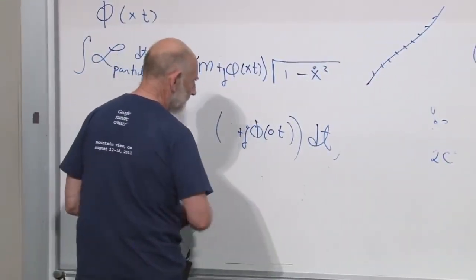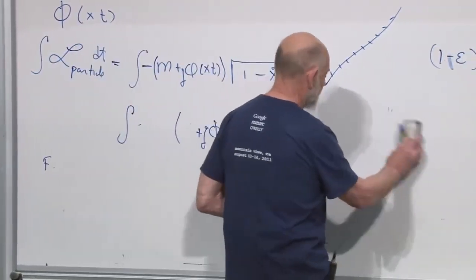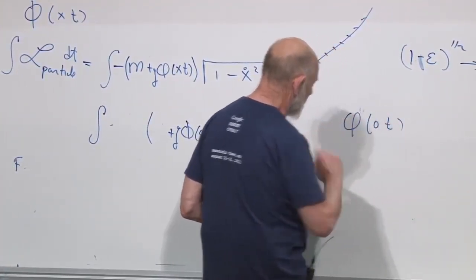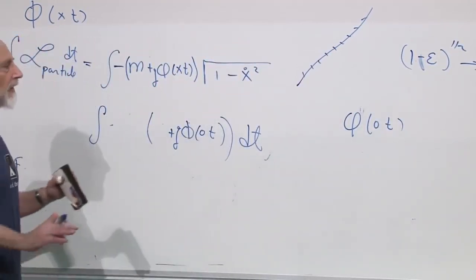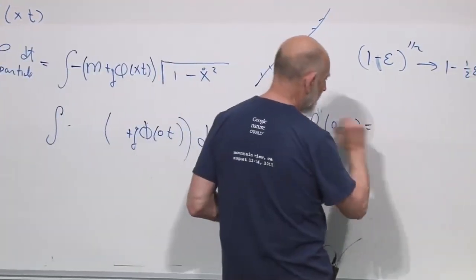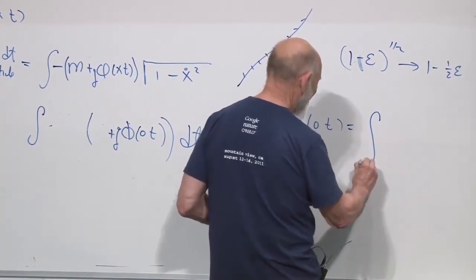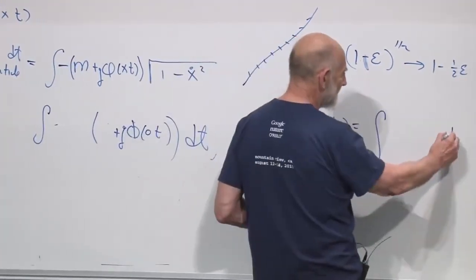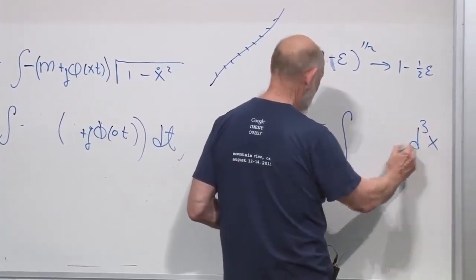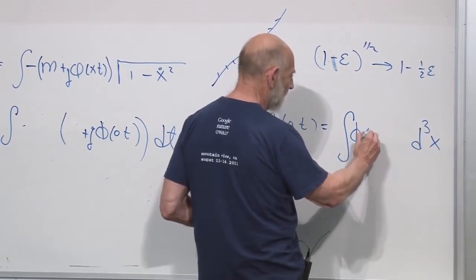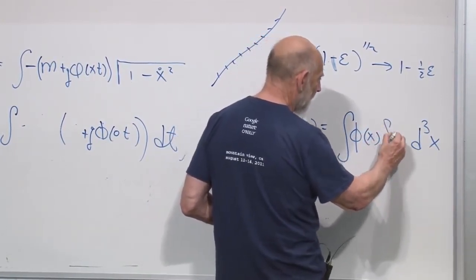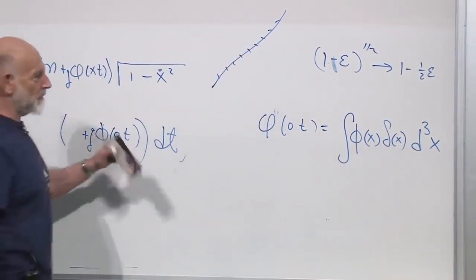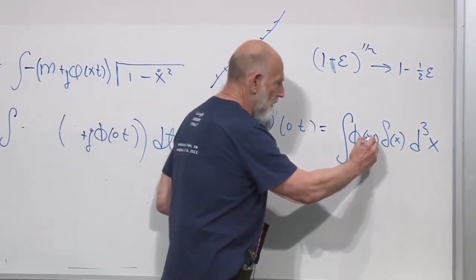This is what I want to get. Take phi at 0. The time is not important here. And let me write it in the following way. It's an integral over all space of phi of x times the Dirac delta function. The time dependence is not important here. It just goes along for the ride.